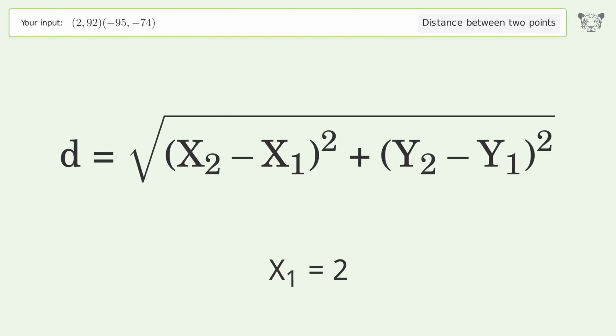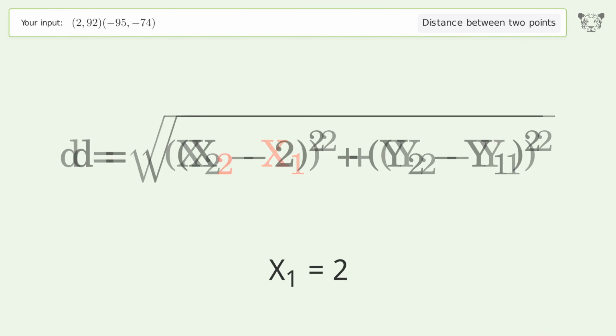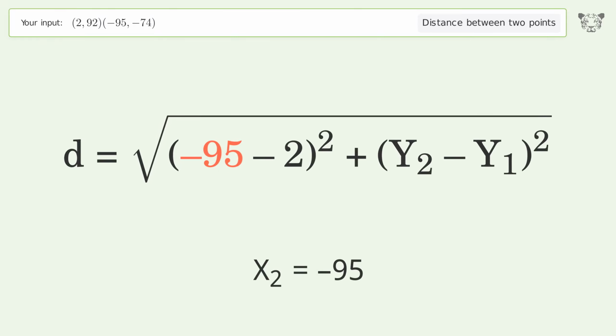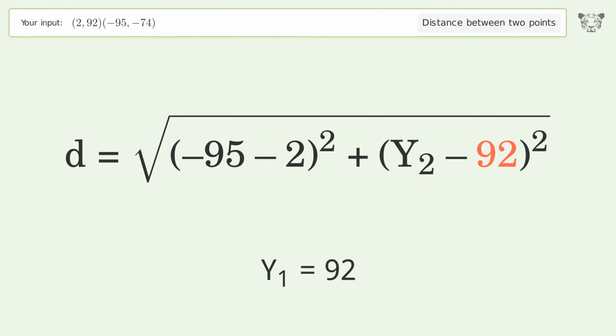x1 equals 2. x2 equals negative 95. y1 equals 92. y2 equals negative 74.